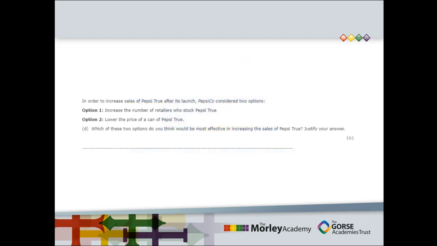A typical sort of 6-mark option question, a choice question. Which of the two options is most effective? So effectively for this, you want 3 marks for option 1, 3 marks for option 2, and then a little conclusion as to which you think is the best. So you explain them both as being the best, and then you do a little conclusion to go with it. So if you want to have a little look at that, have a think about how you'd answer that.